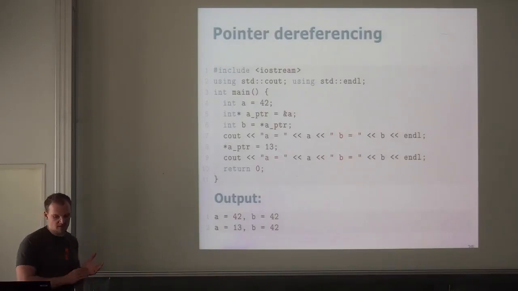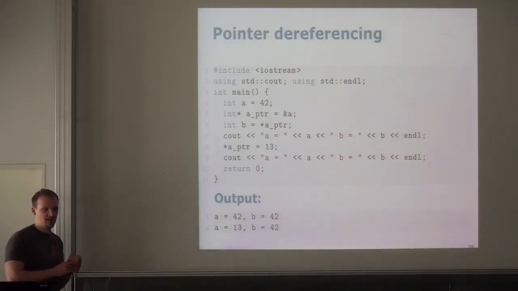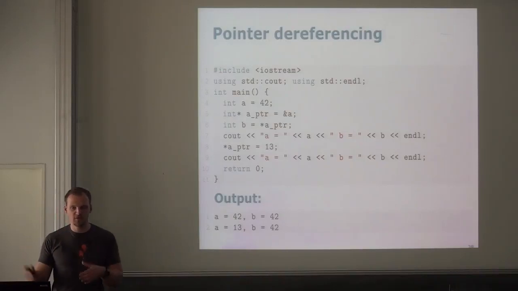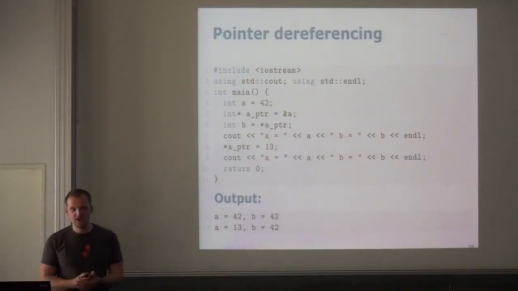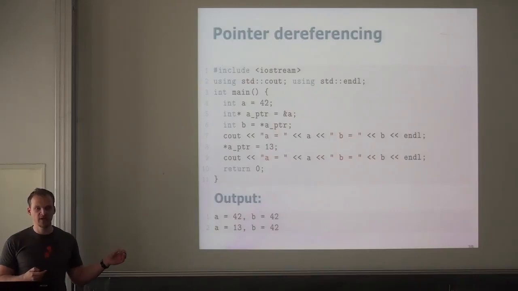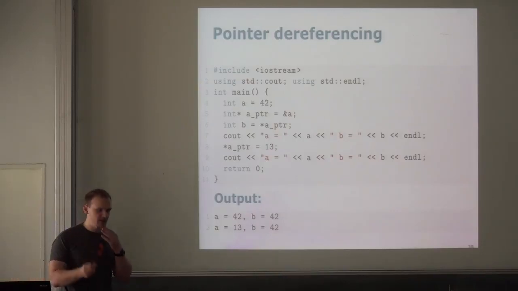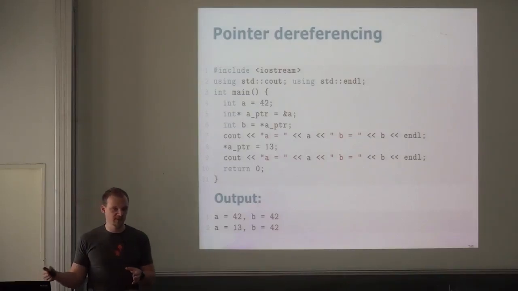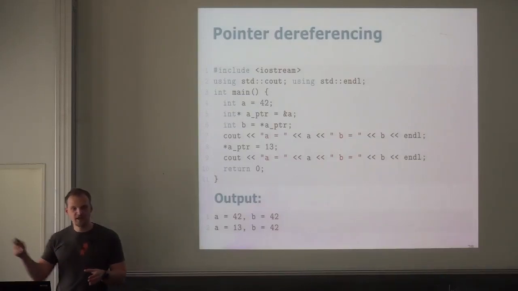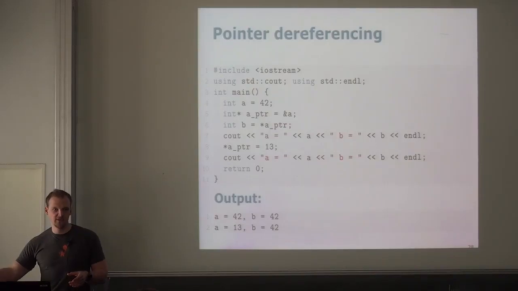Right. Also, it returns you an L value, which means you can modify it. So if you do star A pointer and you set it to 13, for example, you would actually change the value of A. So again, think about it just as about references, just with a bit more explicit syntax. So now you have to say, yeah, dereference this for me and set it to this value.